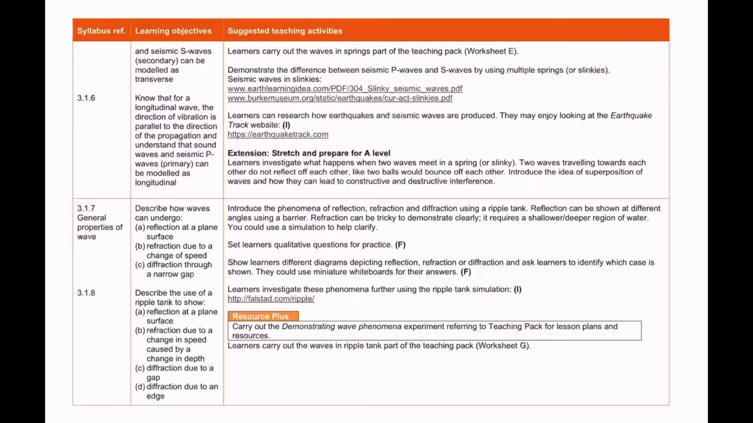Key concept 3.1.7: General properties of waves. Learning objectives. Describe how waves can undergo A. reflection at a plane surface, B. refraction due to a change in speed, C. diffraction through a narrow gap.